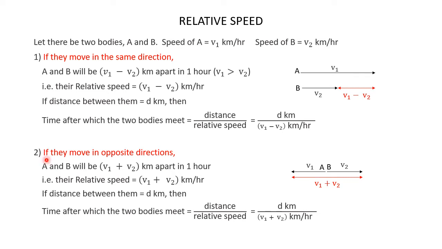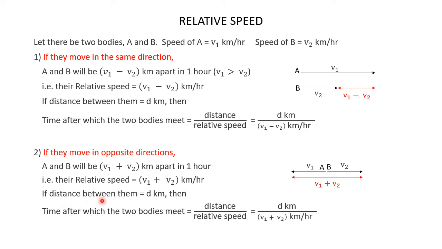Now supposing the two bodies are moving in opposite directions. Here A is moving with a speed of v1 kilometers per hour in this direction and B is moving with a speed of v2 kilometers per hour in this direction. So after 1 hour, A will be at this position and B will be at this position. So after 1 hour, A and B will be v1 plus v2 kilometers apart. That is, their relative speed is v1 plus v2 kilometers per hour.